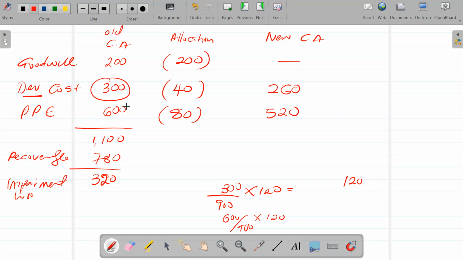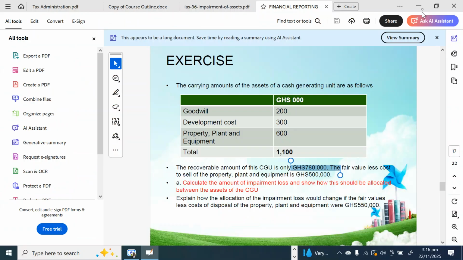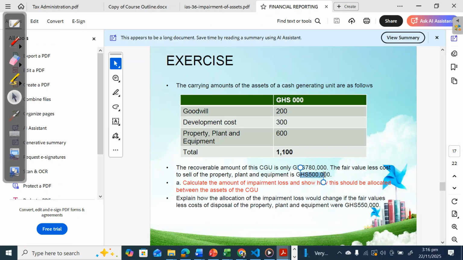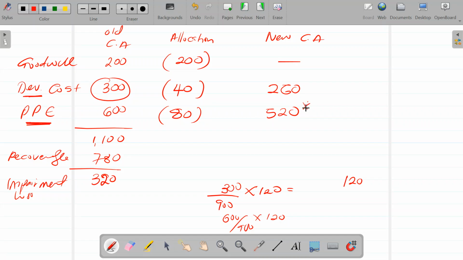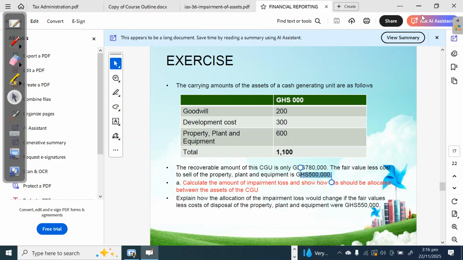Now there was a restriction on the PPE. They said the PPE should not be below 500,000. But we can see that this is above, so it means it's fine. Okay, let's continue with the question.